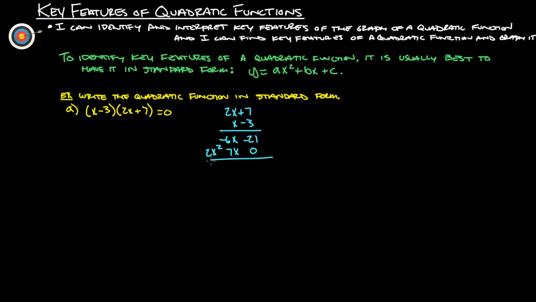So then we just combine these rows together. We get 2x squared. Negative 6x and 7x is plus x, and negative 21 plus 0 is negative 21. So then we would simply write this as y equals 2x squared plus x minus 21. Okay?